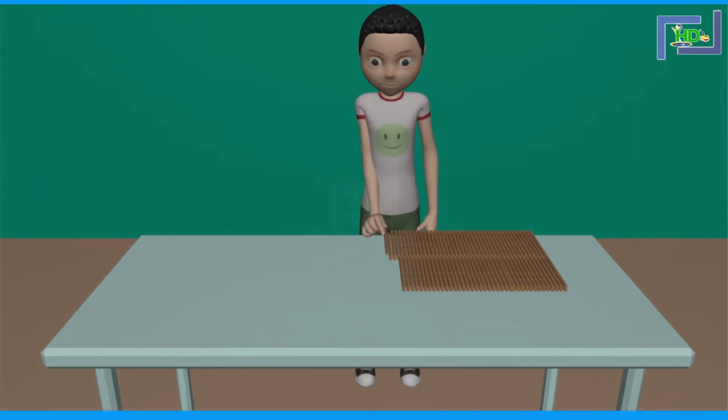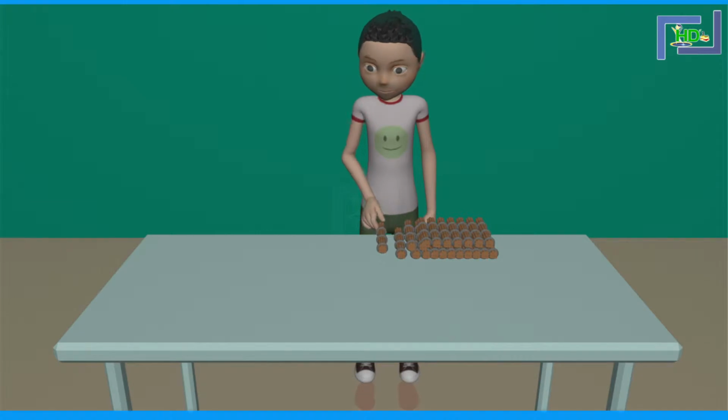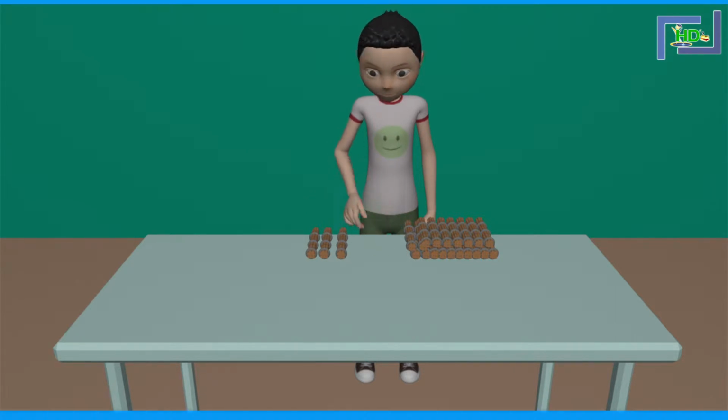Look at here. What is he doing? He is counting the number of sticks. How is he counting? By taking one by one. Look at here. What is he doing? He is also counting the number of sticks. And how is he doing? By grouping them into tens.